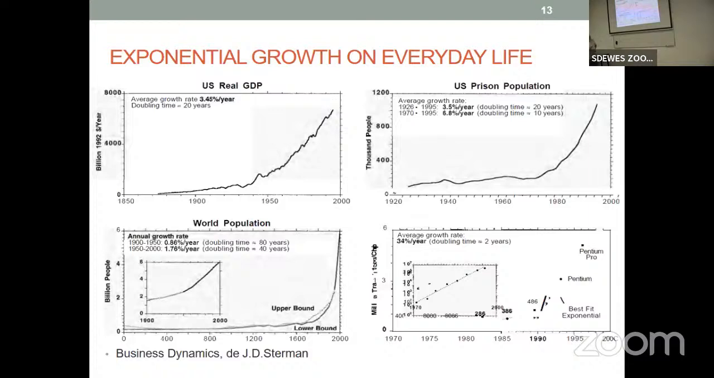Another case is the population in prison. Most of the samples are from the United States because Sterman is there, but I use these samples because they are quite interesting. This one is the prisoners in the United States. In this case, there is a little difference between the first part and the second part, but it doesn't matter now. Also for the world population, we can find a different rate in different years, but anyway, this is the exponential behavior in the 20th century.